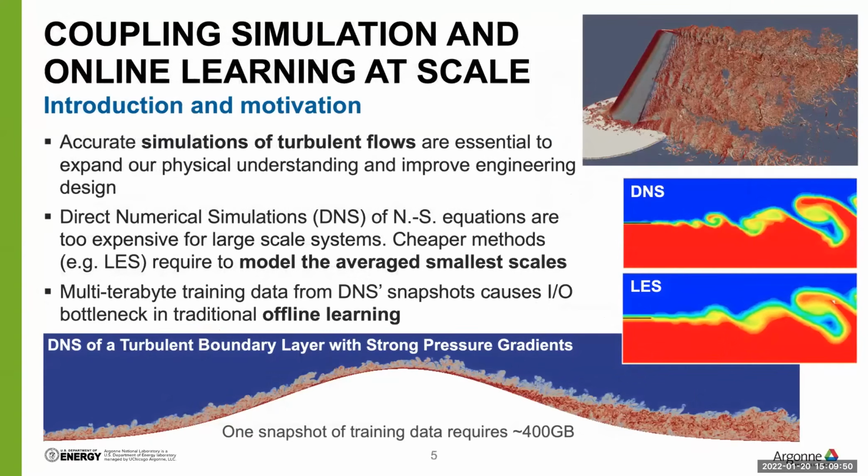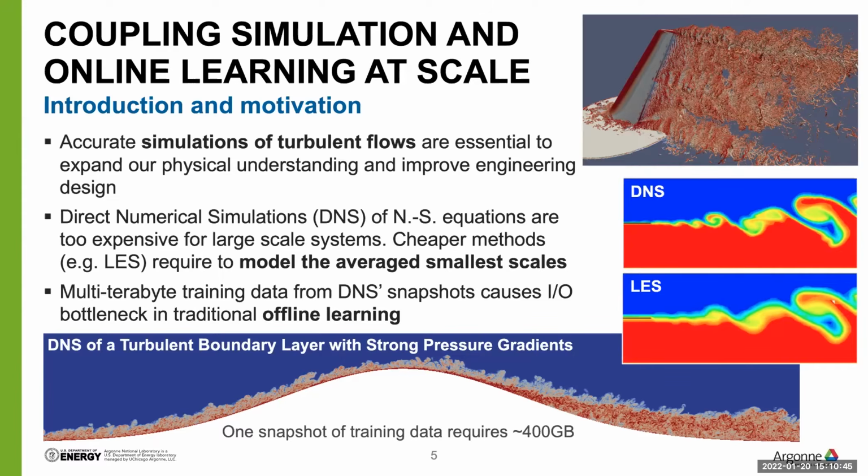The second project I wanted to talk about is coupling simulations and online learning at scale. The setting here is we have large simulations of turbulent flows like the one you see on the top right, around the vertical tail of an aircraft, which could improve engineering design of future aircraft and efficiency. And to do so, direct numerical simulations of the Navier-Stokes equation are not feasible for such large systems. So cheaper, approximated methods like the LES methods are required, which require as well to model some of the smaller scales that those models average out to speed up computation.